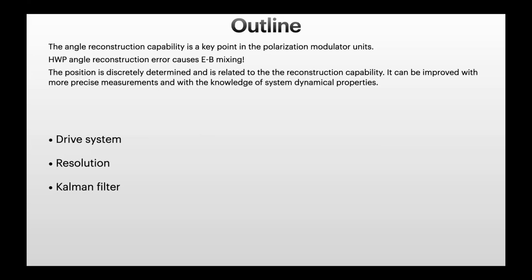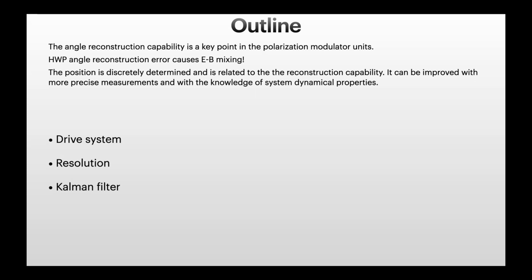First of all, the angle reconstruction capability is one of the key points of the polarization modulator units. This is very important because an angle reconstruction error causes E-mode and B-mode mixing. So this is related to the tensor-to-scalar ratio capability of our instruments. We can improve the angle reconstruction capability mainly in two ways.